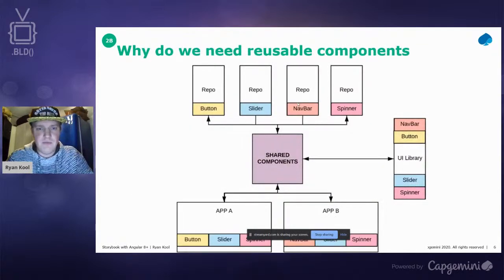So why do we need these reusable components? If you look at this picture, you'll see app A and app B both use 3 components, but they use 3 different components.